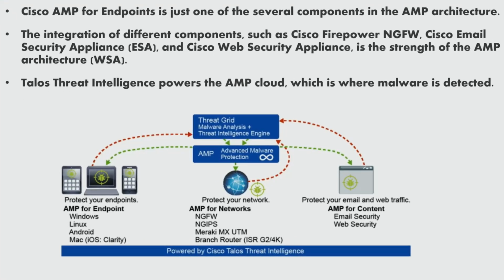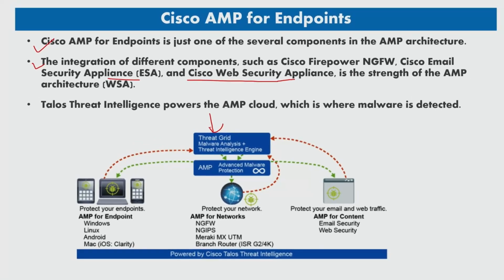The integration of different components, such as Cisco Firepower Next Generation Firewall, Cisco ESA, or Email Security Appliance, and Cisco WSA. Talos Threat Intelligence powers the AMP Cloud, which is where malware is detected. Any AMP architecture component can send a file to the AMP Cloud for analysis. If a file is unknown to the AMP Cloud, it can be sent to the Threat Grid Cloud sandbox for further analysis. Users can also manually submit files to Threat Grid. Cisco AMP Cloud notifies all AMP components around the world when Threat Grid issues a conviction.